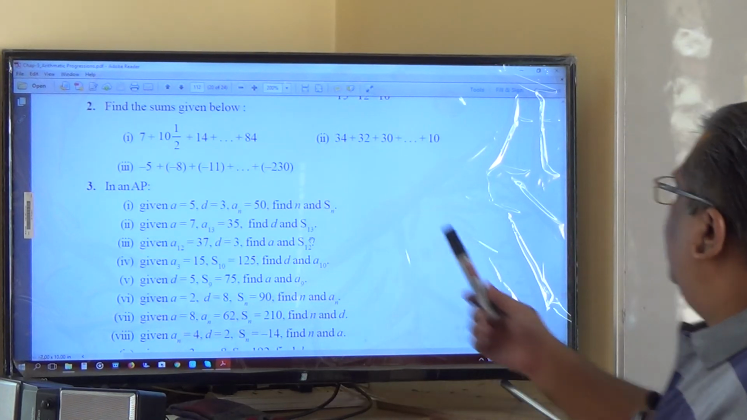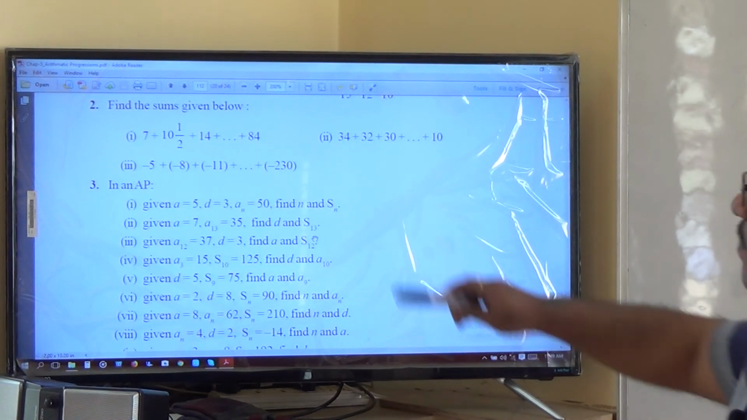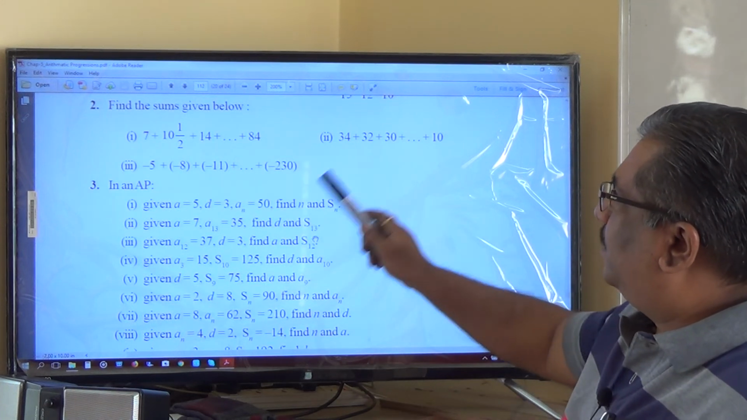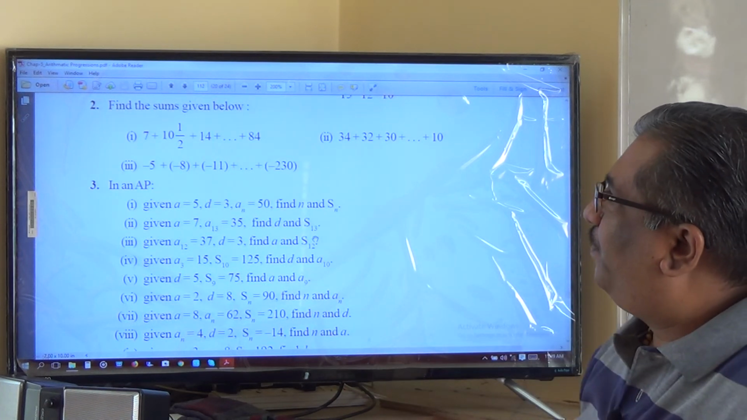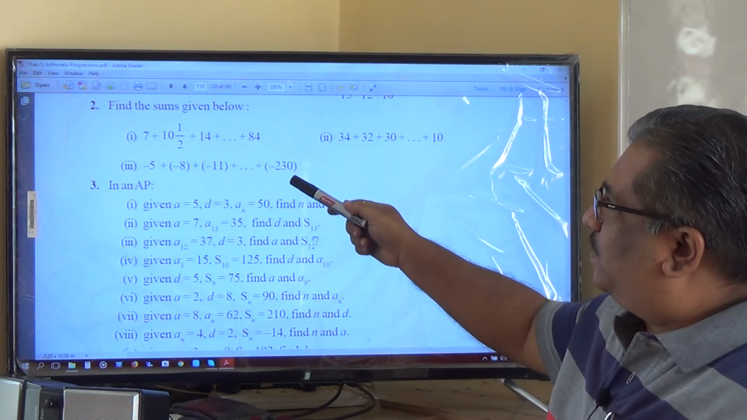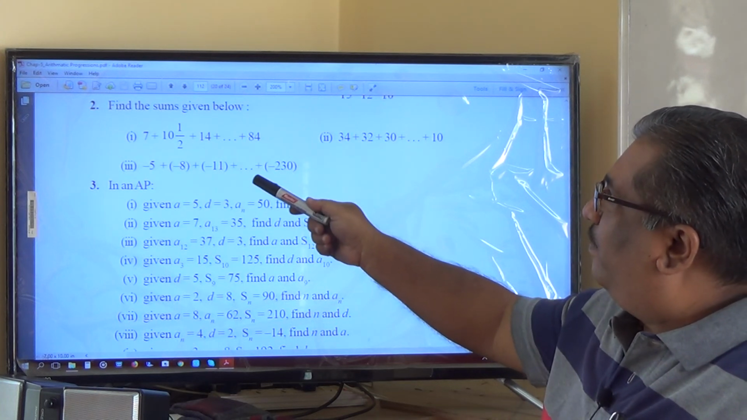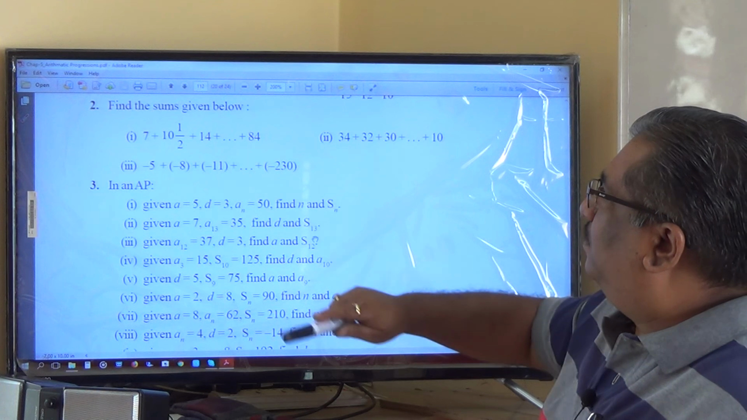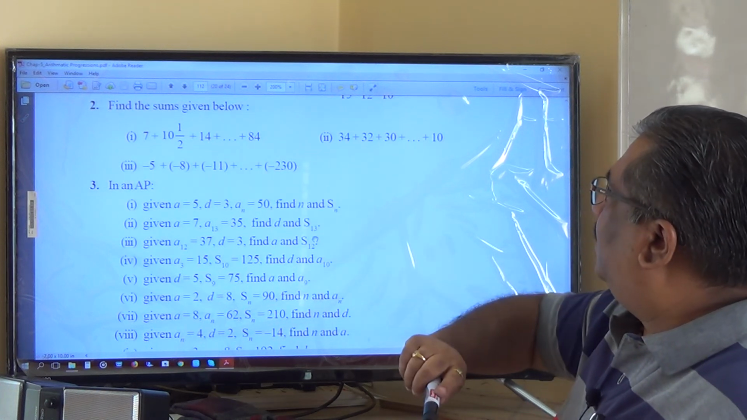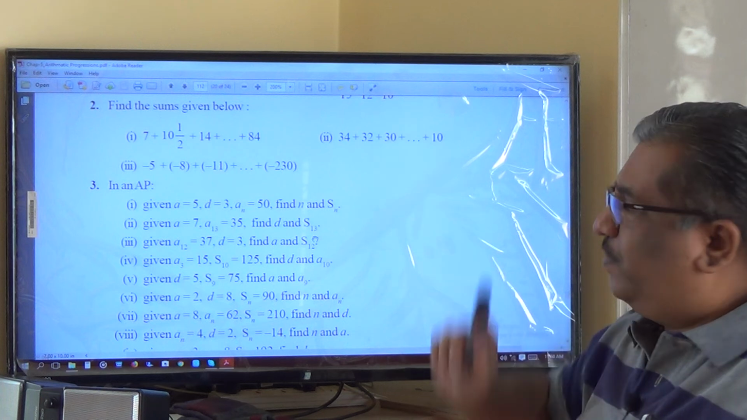Second main exercise I have written here, 5.3. Second main. Find the sums given below. This one, this one, this one. Which should I take? Okay, I will take up this one. This is minus 230. This you should be able to do. Third one I will take. First, second, you do yourself.